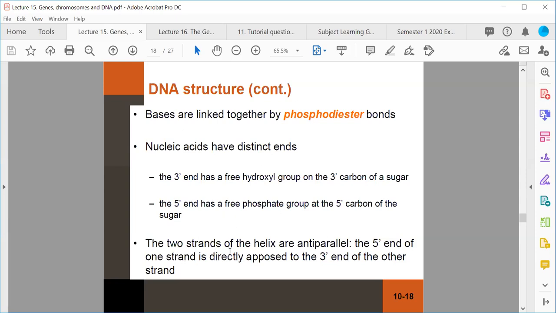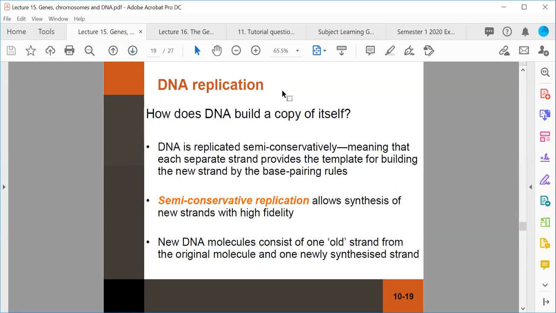We also saw that the 2 strands of the helix are said to be anti-parallel. That is, the 5' end of one strand is directly opposed to the 3' end of the other strand. All right, so now moving on to the very important concept within this lecture, and that is the concept of DNA replication. So how does DNA build a copy of itself?